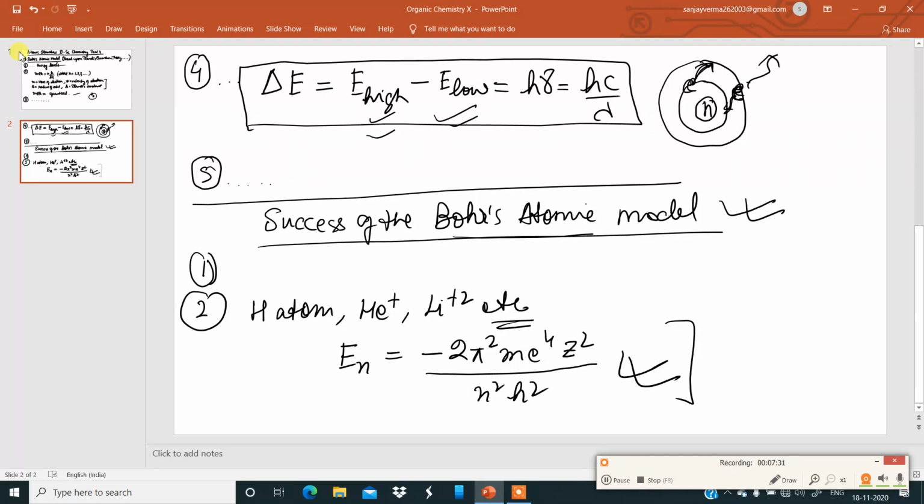So I repeat once more. Energy of electrons in various orbits, in any orbit, will depend on the value of n.